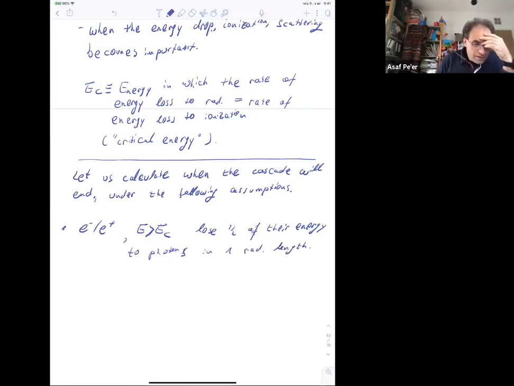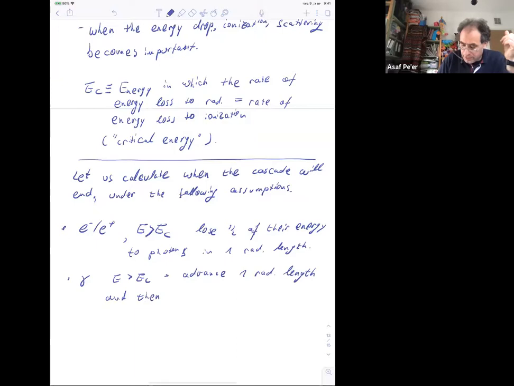And then we said that photons with E greater than EC advance one radiation length, and then they create a pair. Of course, each one has half the photon energy.